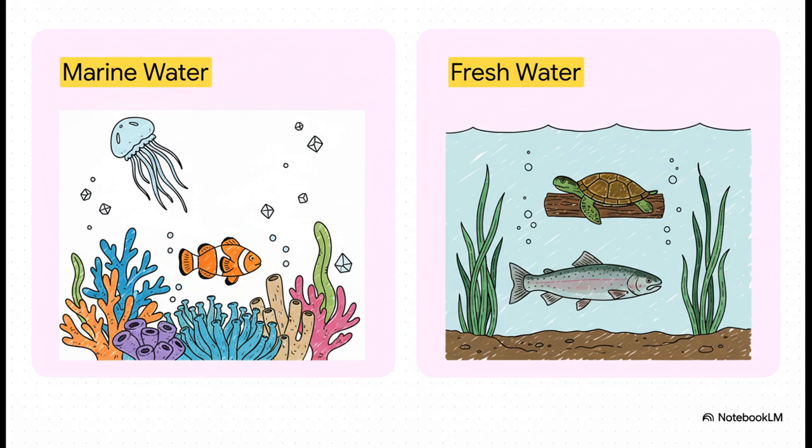Marine ecosystems like oceans have high salt content and are all connected globally. Freshwater ecosystems, on the other hand, have very low salt, and they're usually found in smaller, more isolated places like lakes and rivers.